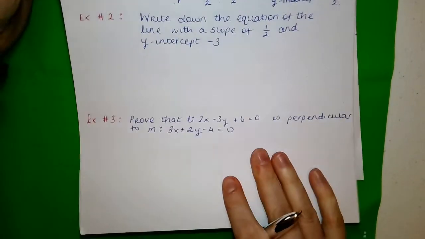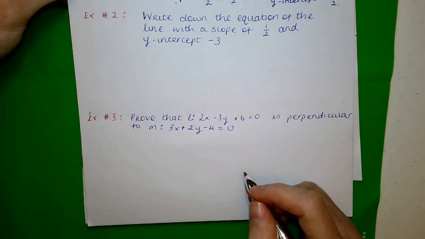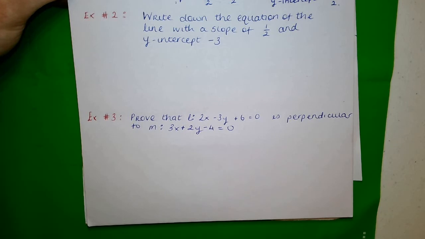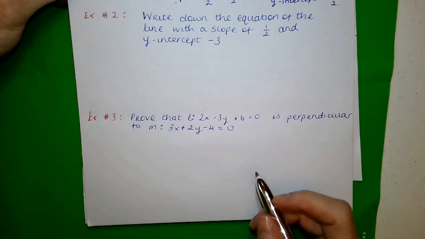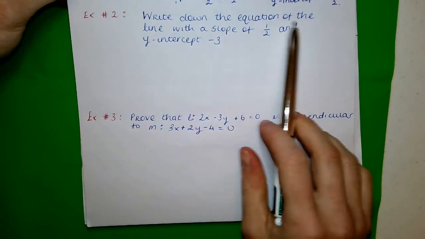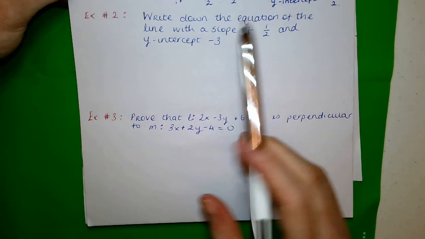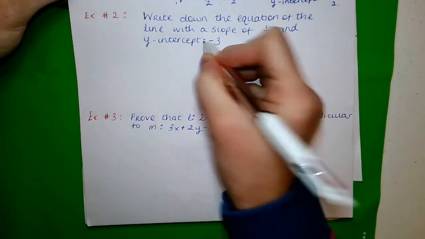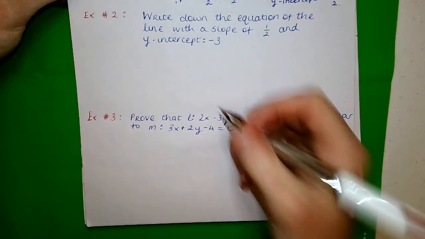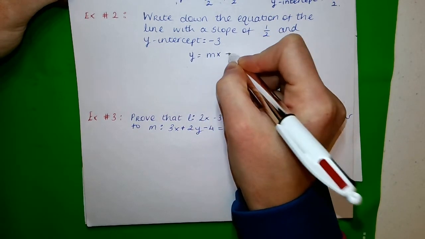Looking on, based on the fact that we can rearrange the formula now, we can actually solve more difficult problems. So in example number 2, it asks us to write down the equation of the line with the slope of a half and the y-intercept equaling minus 3. So we know that an equation of a line is always in this form, y equals mx plus c.